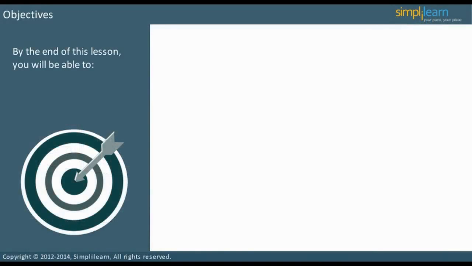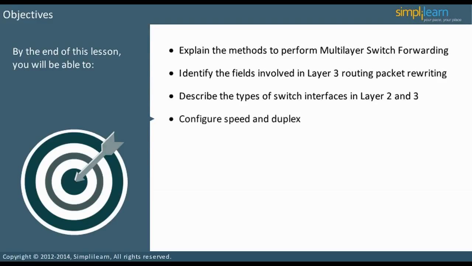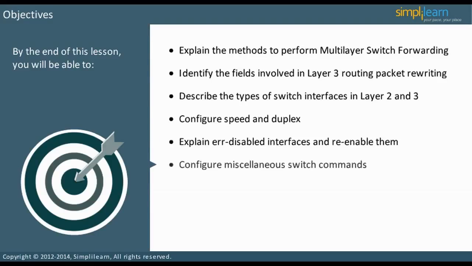By the end of this lesson, you will be able to explain the methods to perform multi-layer switch forwarding, identify the fields involved in Layer 3 routing packet rewriting, describe the types of switch interfaces in Layer 2 and 3, configure speed and duplex, explain err-disabled interfaces and re-enable them, configure miscellaneous switch commands.